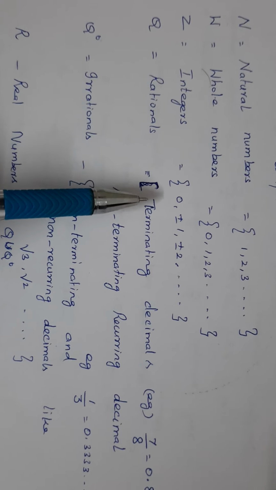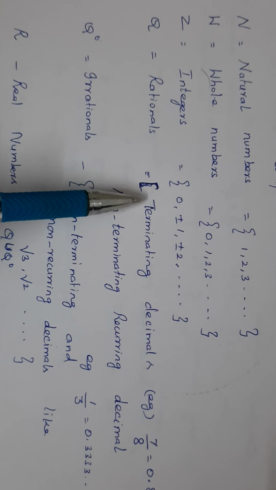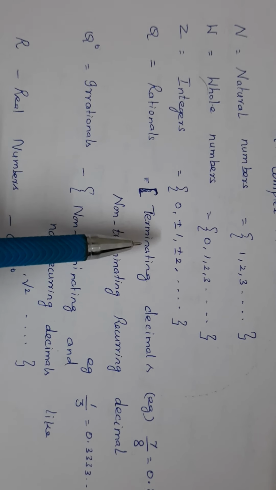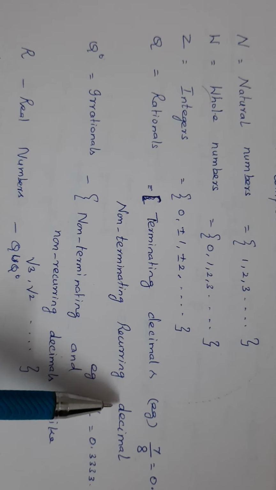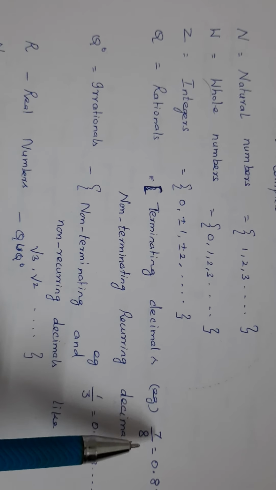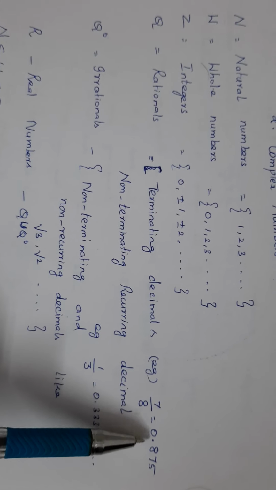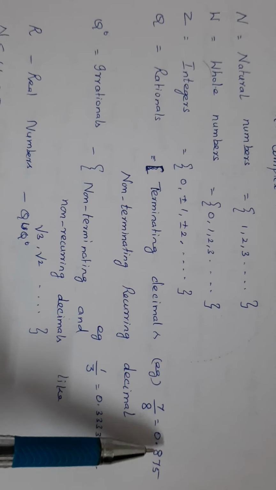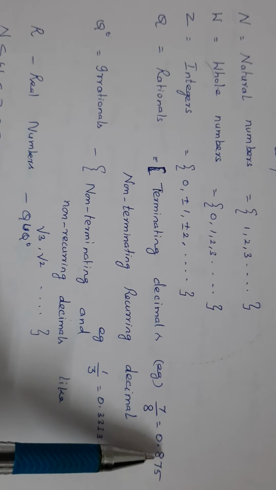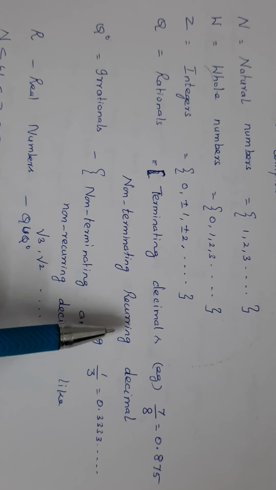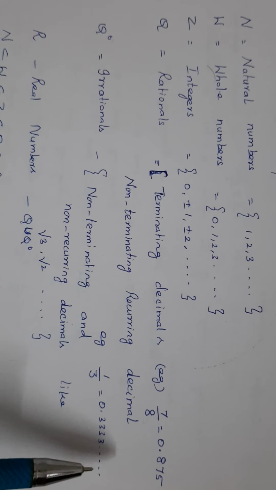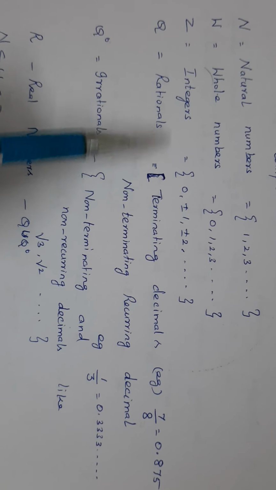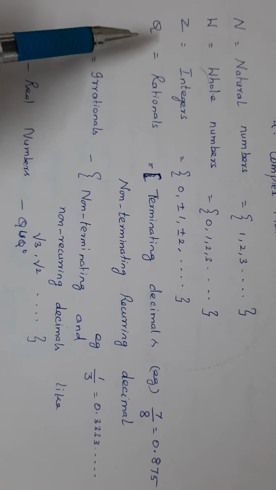Rational means fractions. You know that a fraction can be written as a decimal. There are two types of decimals: terminating as well as non-terminating and recurring decimals. Here terminating decimal means 7 by 8, that is 0.875. That means after a finite number of steps it will end. Non-terminating and recurring means it never ends, but the same number will repeatedly come. So such decimals are called rationals. So that set is called Q.